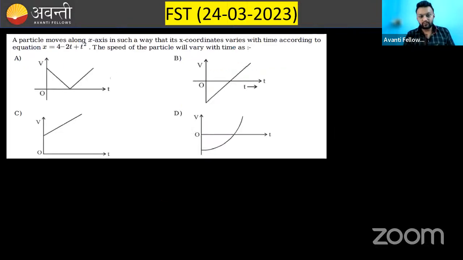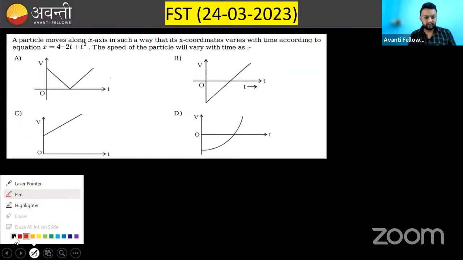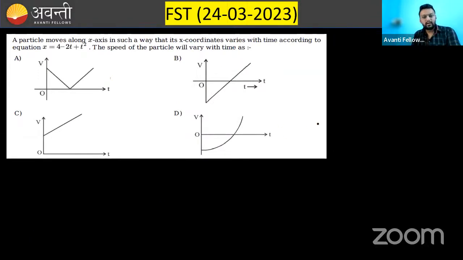Moving further to the next question. This is again a very simple question. This is a question of motion in 1D. Motion in one dimension: it says that the position of the particle varies as 4 minus 2t plus t square. You need to identify the graph between speed and time. Make sure that they are talking about speed, not velocity.